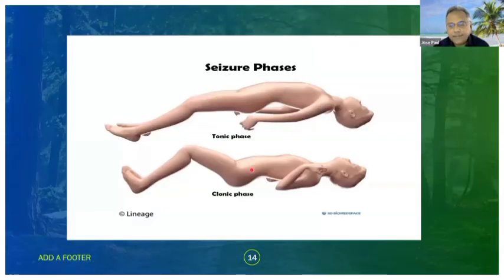The seizure has two phases. One is a tonic phase, the other is a clonic phase. In the tonic phase, the muscles go into repeated episodes of contraction, and the body often assumes an extensor posture, with the upper limb as well as the lower limb extended and the head extended. This is followed by the clonic phase where the patient relaxes and the muscles go into the flex posture. This is what happens during a seizure.